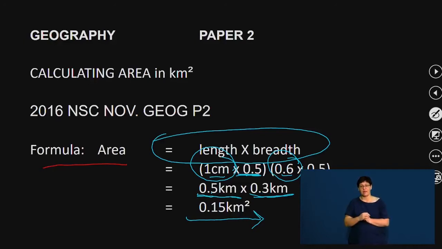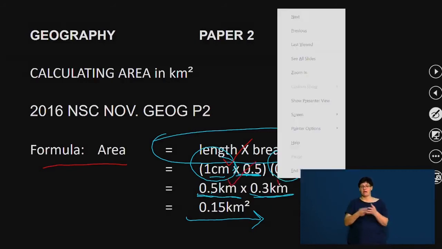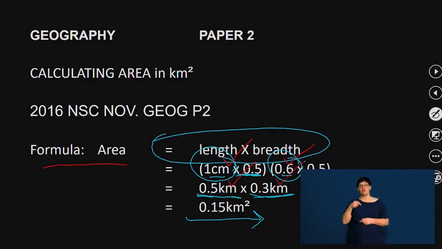Let's allocate marks to this particular example. That means that my measurement is 1 mark for the length, 1 mark for the breadth. The conversion getting me to 0.5 kilometers. The conversion getting me to 0.3 kilometers for the breadth. Taking kilometers and multiplying them together gets me to kilometers squared. My final answer gives me the full 5 marks.